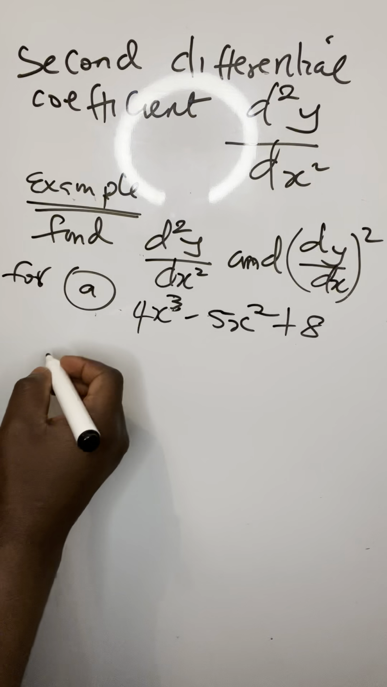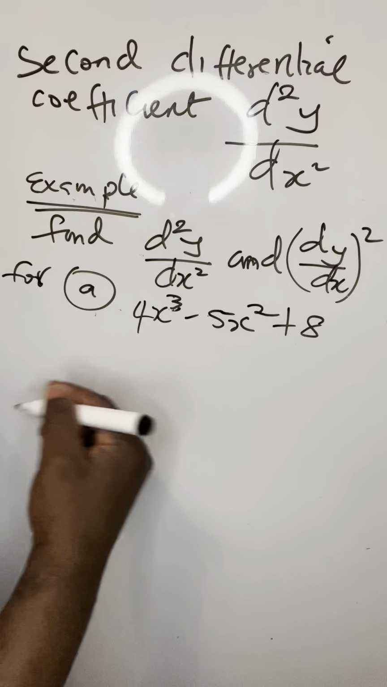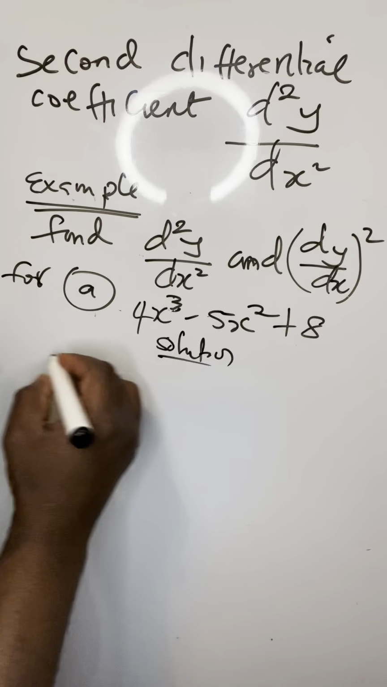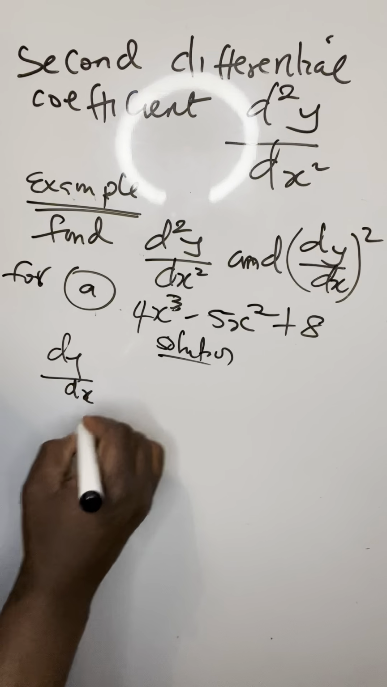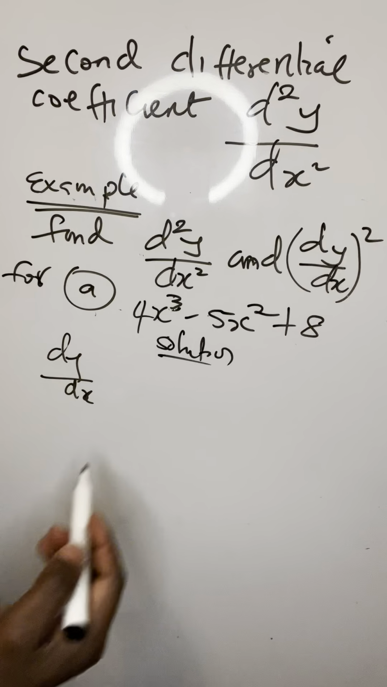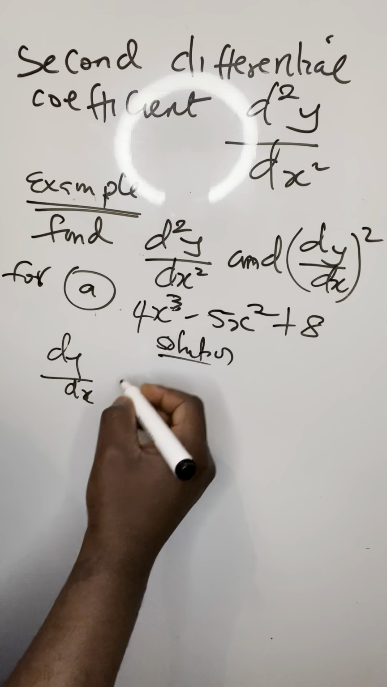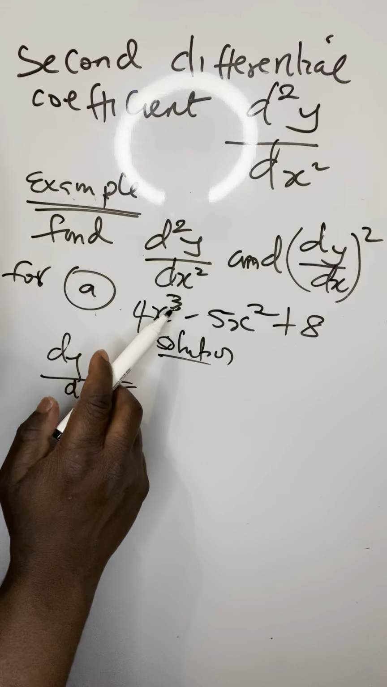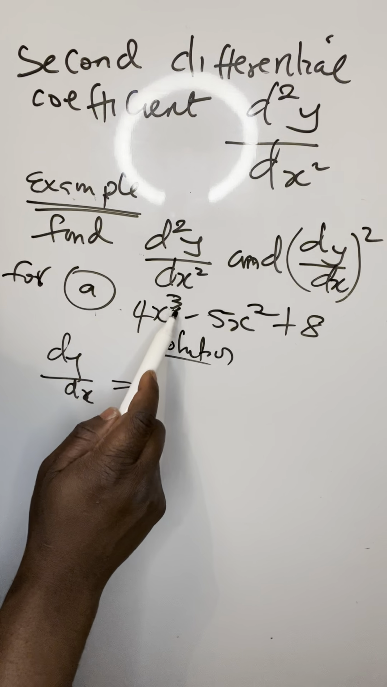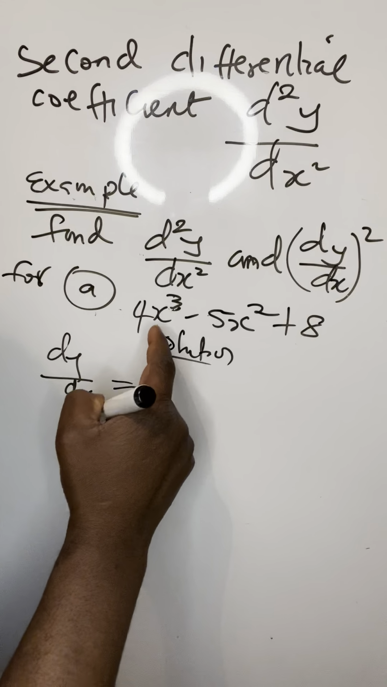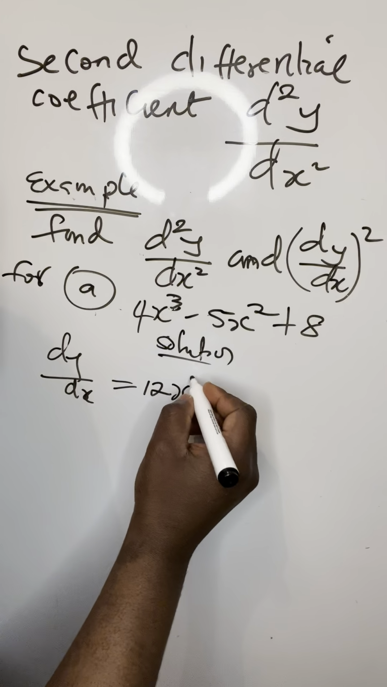Now, to solve this, I'm going to get the first derivative, which is dy/dx. This is the first derivative. I'm going to differentiate this function, so remember our formula for differentiation. I'm going to use it to differentiate this. To differentiate 4x³, it's going to be 4 times 3, that is 12, then x, then 3 minus 1 is 2.